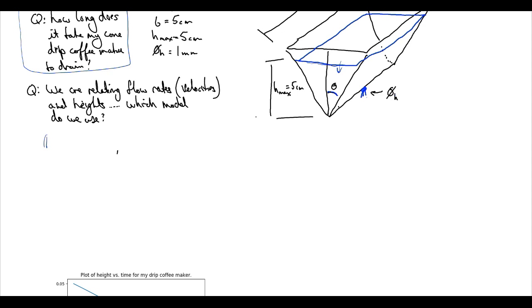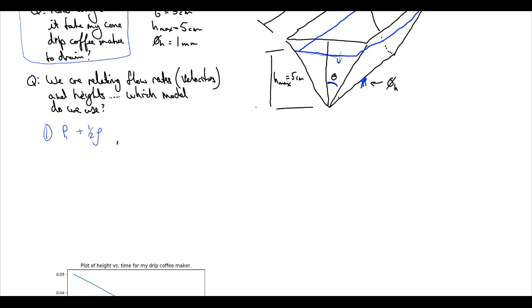I'm going to choose the pressure formulation. So P1 plus 1/2 rho V1 squared plus rho g z1 is equal to P2 plus 1/2 rho V2 squared plus rho g z2. I forgot the rho in front of both of these.